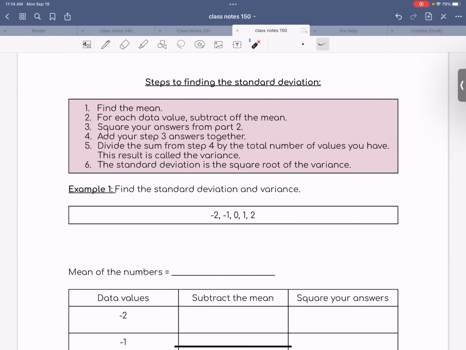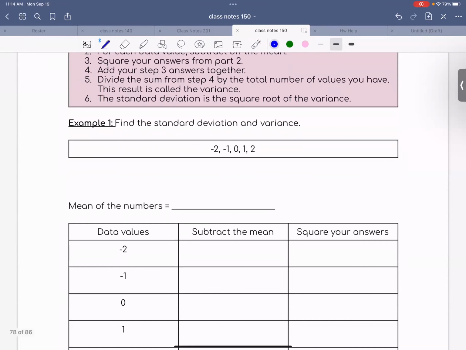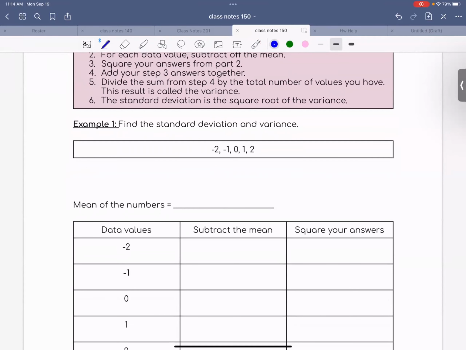Once you do that, you square your answers from part 2. You add them up and divide by the total number of values that there are. We actually call this number the variance. Then we square root the variance, the number we just got, and we get our standard deviation. I know that sounds like a lot of jumbled steps. Let's go through an example and it will give us an idea of how to put this into practice. So we have -2, -1, 0, 1, 2.